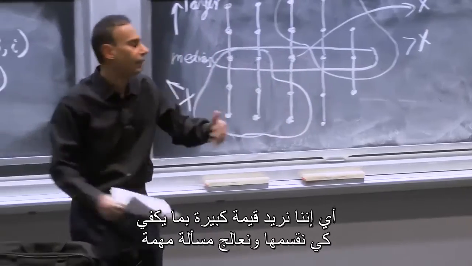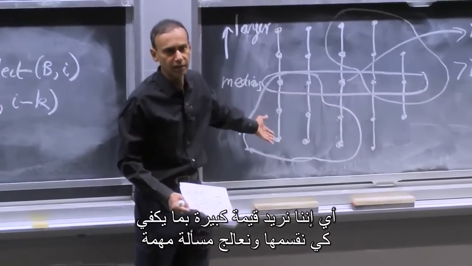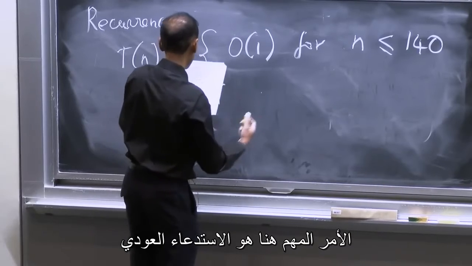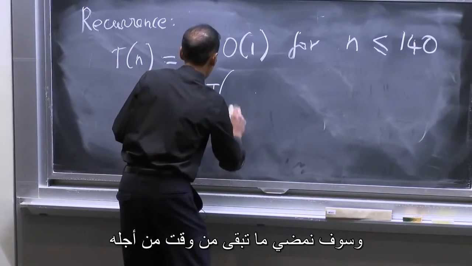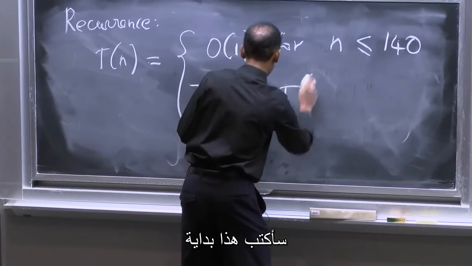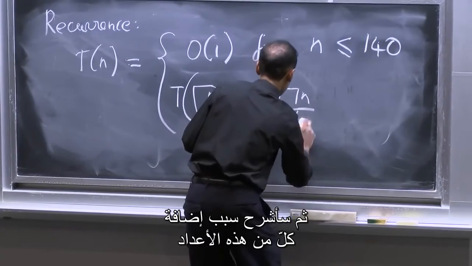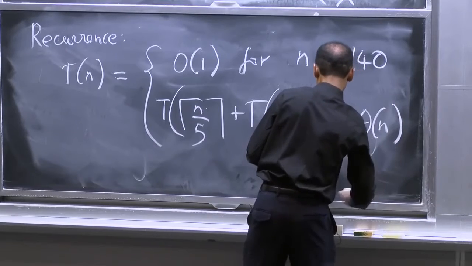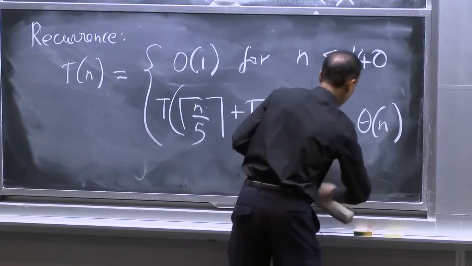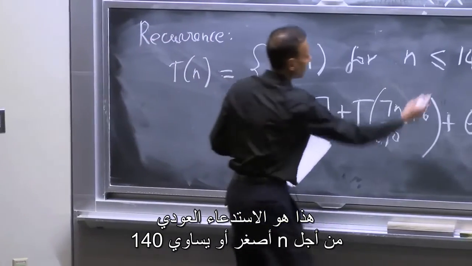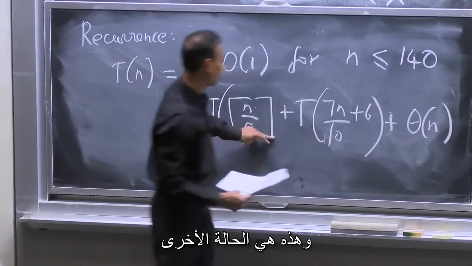So you just want it to be large enough such that you can break it up and have something interesting going on with respect to the number of columns. So don't worry too much about that number. The key thing here is the recurrence, and this is what we have to spend the rest of our time on. I'll write this out and explain where these numbers came from. All right, so that's our recurrence, for n less than or equal to 140, and else you're going to do this.